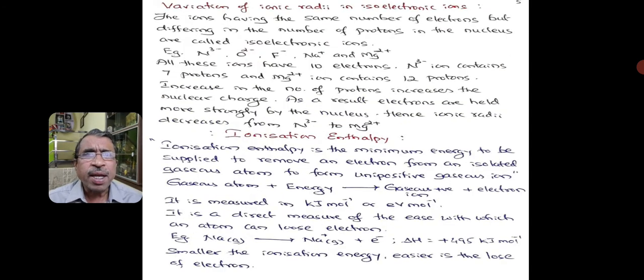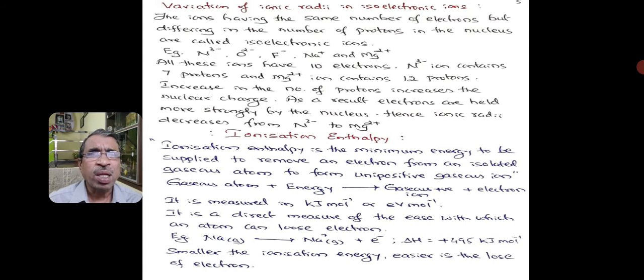Now let us study the variation of ionic radii in isoelectronic ions. Isoelectronic ions means ions having the same number of electrons. Example, the nitride ion, oxide ion, fluoride ion, sodium ion, magnesium ion. All these ions contain 10 electrons, but the number of protons in these is different.